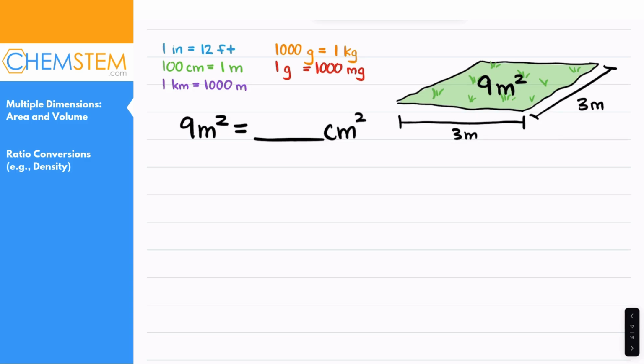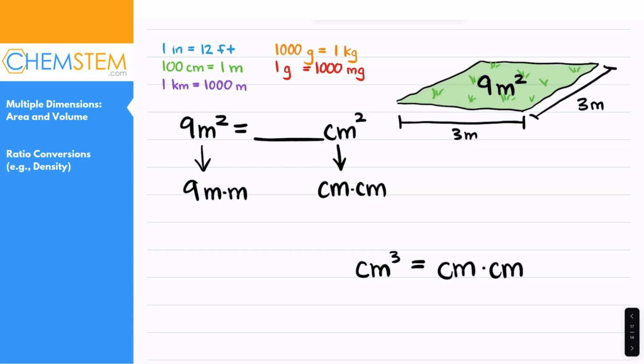Now, we've got to be a little bit more careful here because notice how our dimensions up top are single dimensions. So, as a reminder, you could also write 9 meters squared as 9 meters times meters. You could also write centimeters squared as centimeters times centimeters. That's going to be helpful when it comes to solving these types of problems. And just to extend it a little bit, if we had a problem that involved cubic centimeters, just remember that that's the same as doing centimeters times centimeters times centimeters. So just remember how your exponents work.